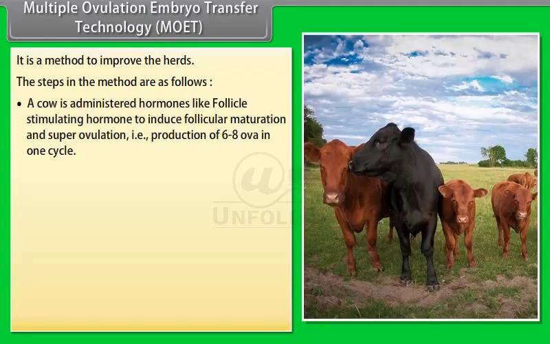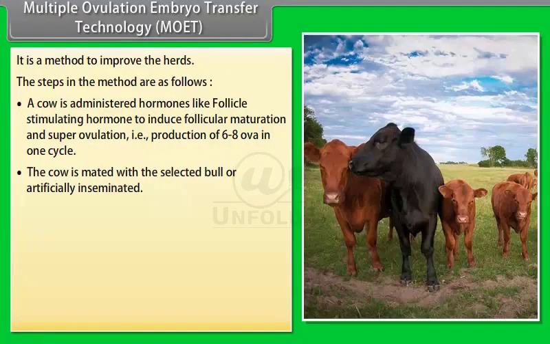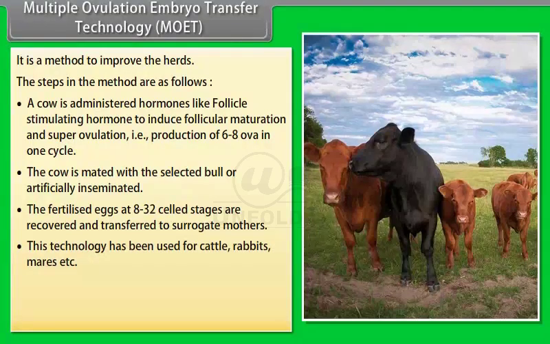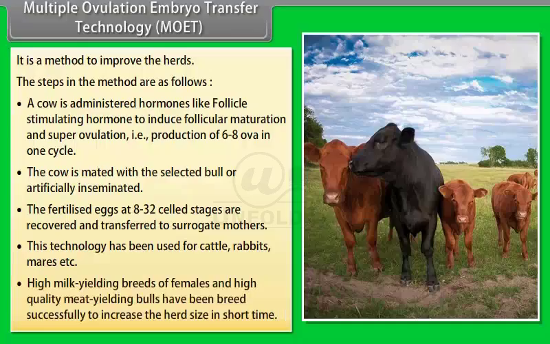A cow is administered hormones like follicle-stimulating hormone to induce follicular maturation and superovulation, that is, production of 6 to 8 ova in one cycle. The cow is mated with the selected bull or artificially inseminated. The fertilized eggs at 8 to 32 cell stages are recovered and transferred to surrogate mothers. This technology has been used for cattle, rabbits, mares, etc. High milk-yielding breeds of females and high-quality meat-yielding bulls have been bred successfully to increase the herd size in a short time.